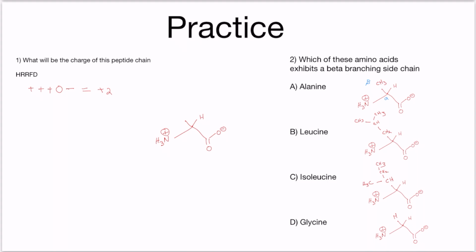For lysine, we also see there's no branching. For isoleucine, we have this alpha, we have our beta, and then it splits. Our beta carbon is attached to two different carbons. It branches for isoleucine. So therefore, that's our answer. And glycine doesn't even have a beta carbon.